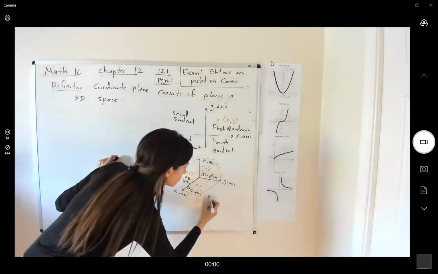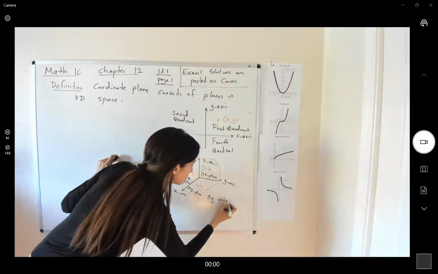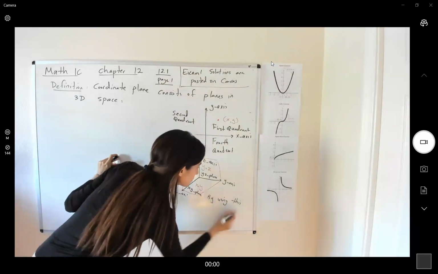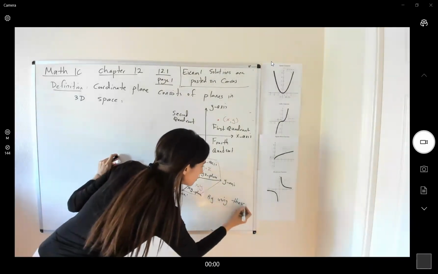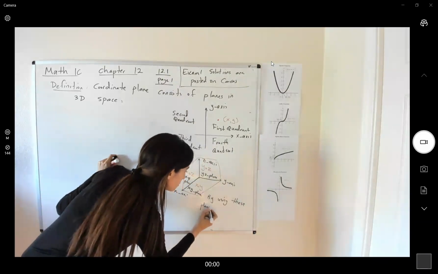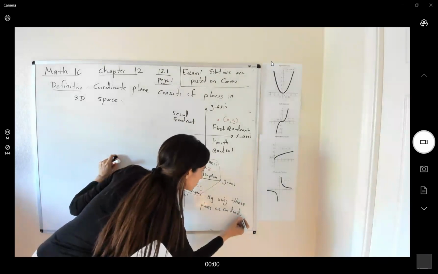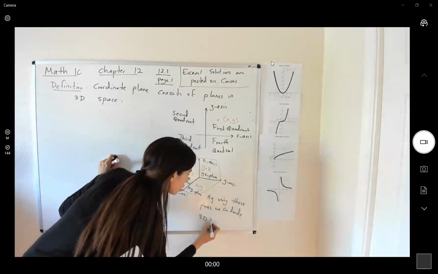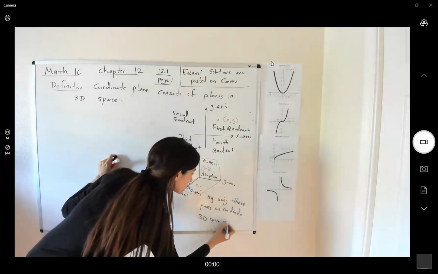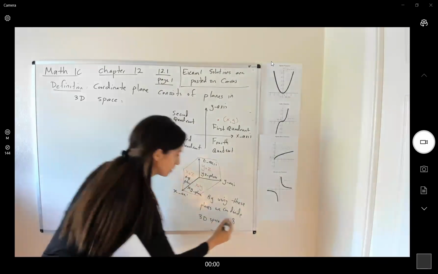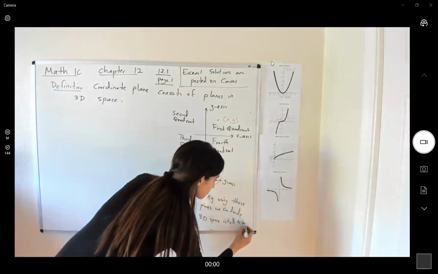By using these planes, we can divide a three-dimensional space into 8 octants.